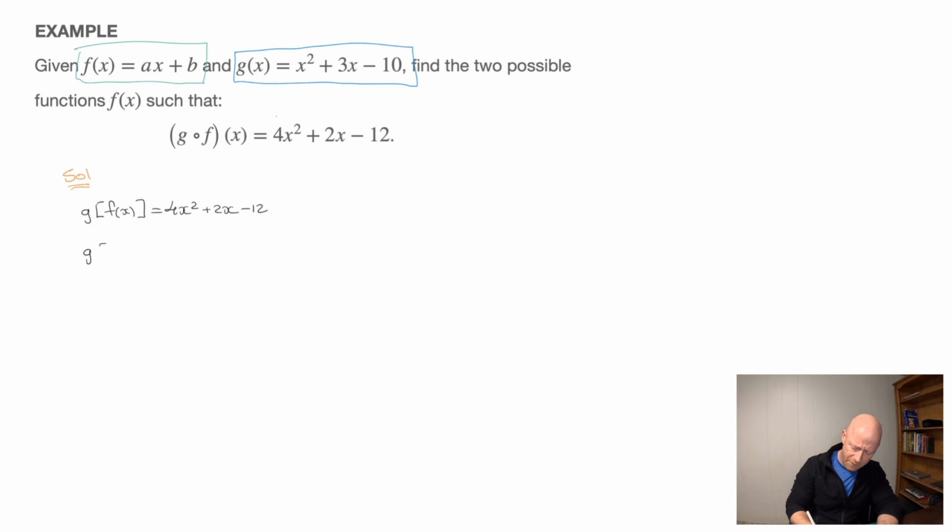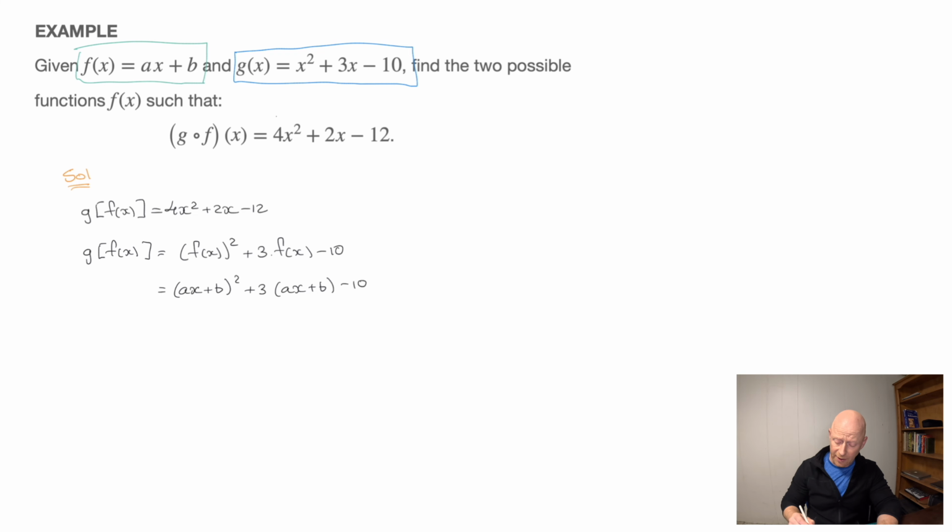I could write g of f of x is equal to the expression I'd obtain by replacing every x I see inside g by f of x, in other words, by ax plus b. So I'll do that in steps here. I'll start by saying g of f of x is equal to f of x in parentheses squared plus 3 times f of x minus 10. I carry on and I now replace the f of x's I have here by the expression ax plus b. So this would turn into ax plus b in parentheses squared plus 3 times ax plus b in parentheses minus 10.